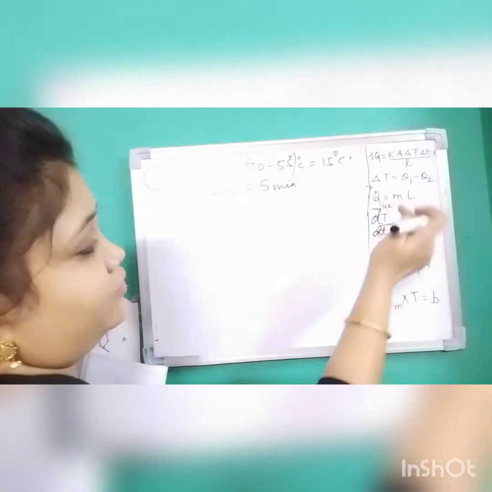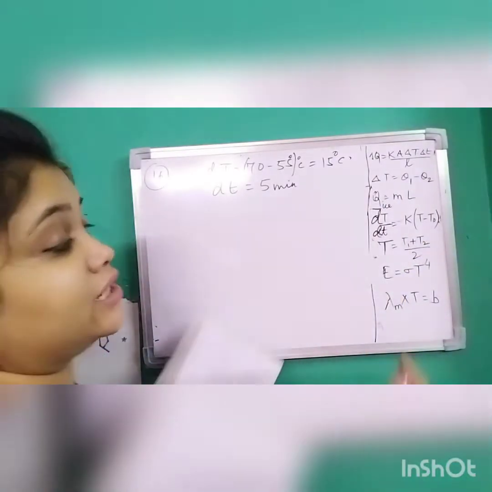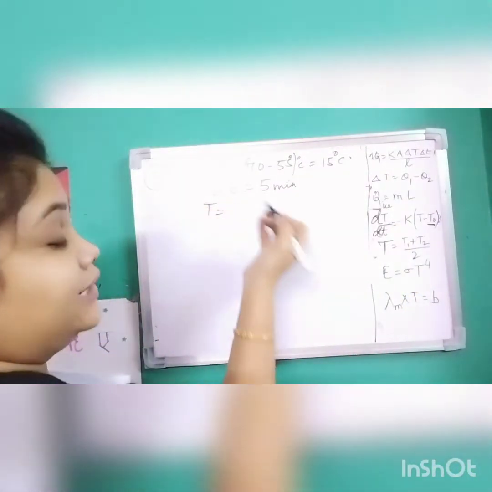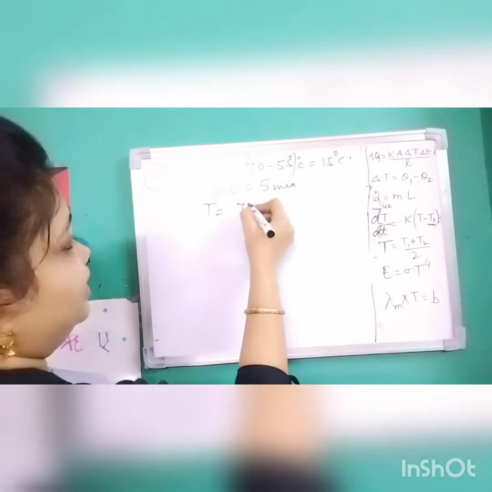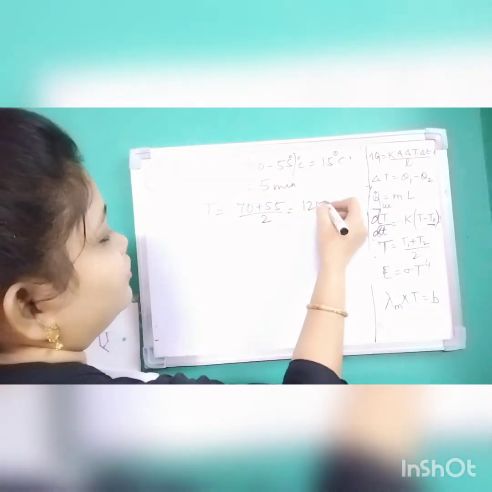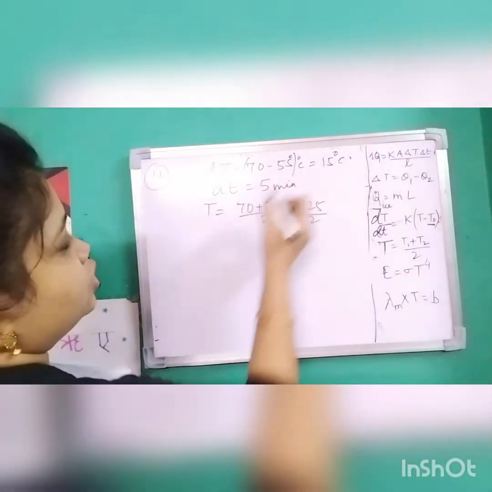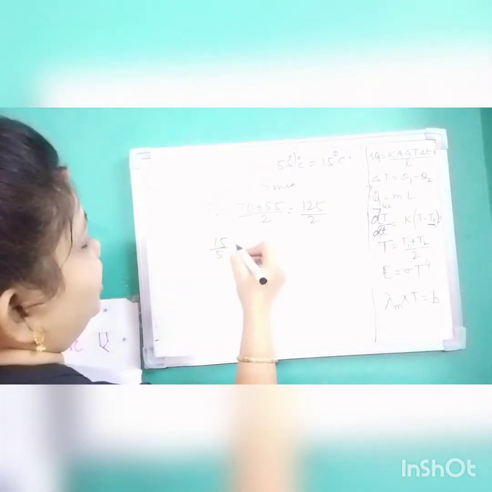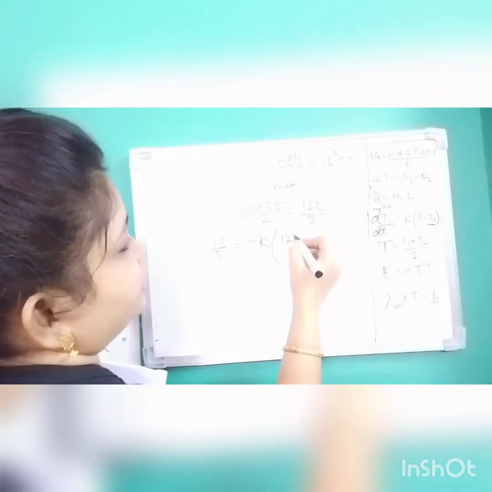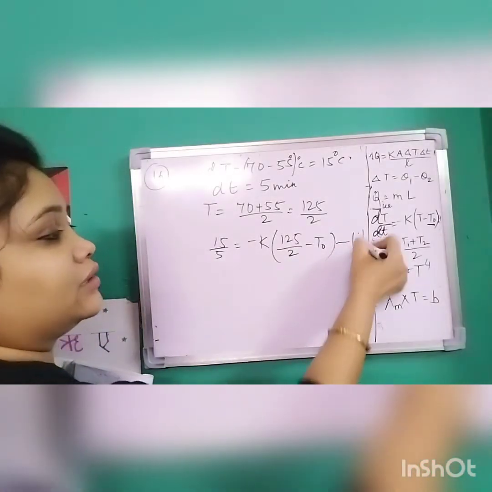So we have got dT, we have got dt. What we have to find is the temperature of the surroundings, T0. Let us do it afterwards. So let us find T. T is nothing but the average of the two temperatures, that means 70 plus 55 by 2, which is 125 by 2. Let us put it in the equation. So what we are getting is 15 by 5 is equal to minus K into (125 by 2 minus T0). This is equation 1.